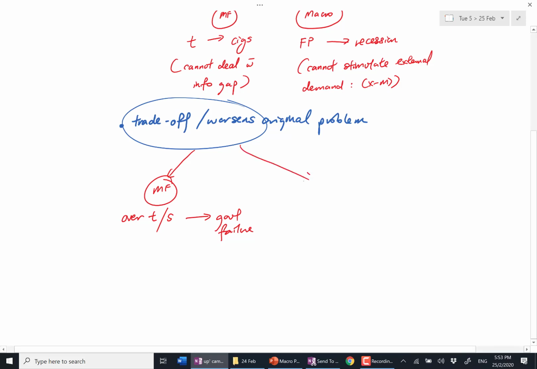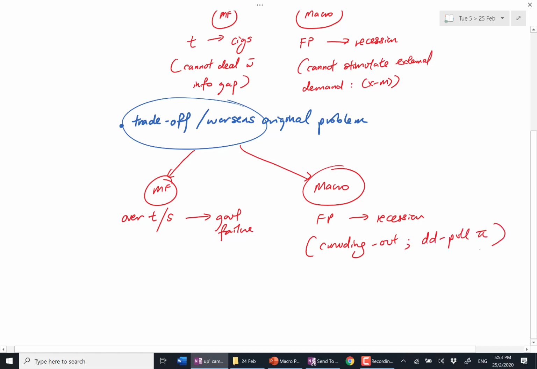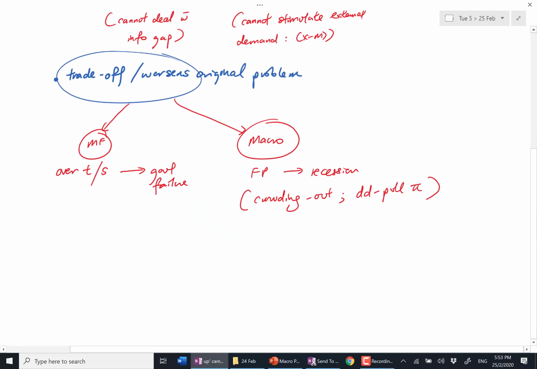Or in macroecons, fiscal policy to deal with a recession. What is a trade-off? Or I could have crowding out. So I cause another problem. Or I could end up with demand pull inflation. Or I could worsen my balance of payments. These are all new problems that can crop up.